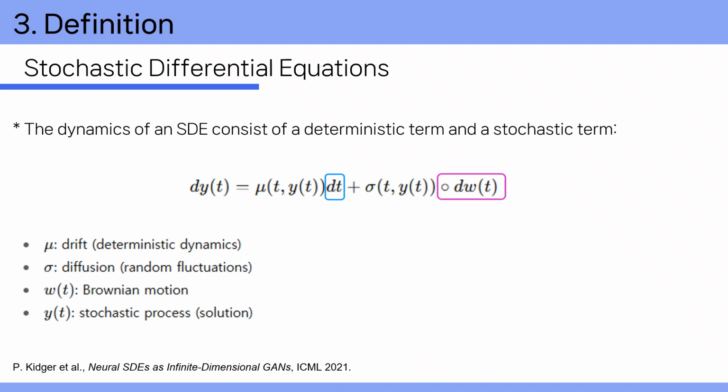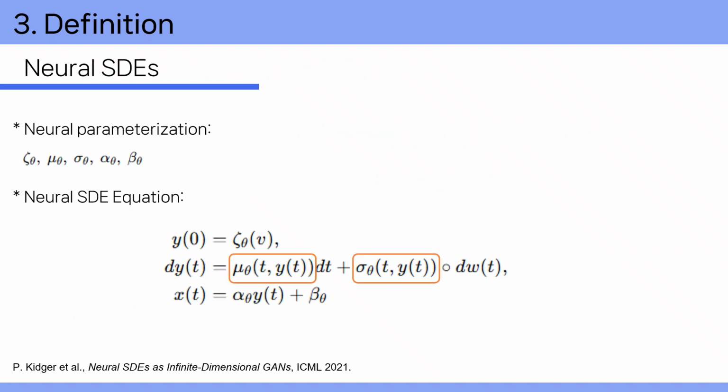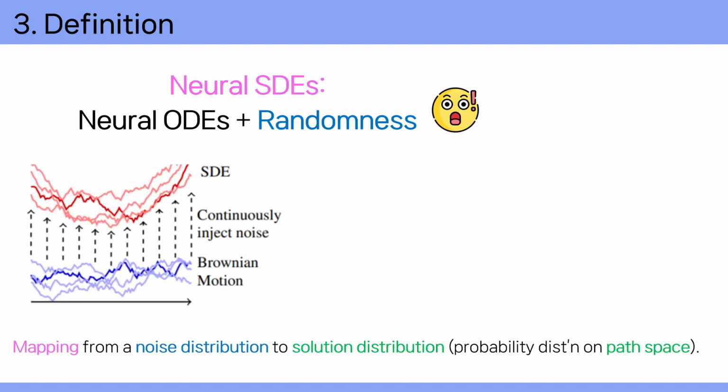In experiments, you will see that SDEs can approximate both the deterministic and random dynamics, but ODEs cannot capture random behaviors. And finally, just like neural ODEs and neural CDEs, we parameterize the vector field with a neural network, and that gives us neural SDEs. So to recap, neural SDEs are neural ODEs with randomness added. They model stochastic dynamics where random noise is continuously injected into the system over time.